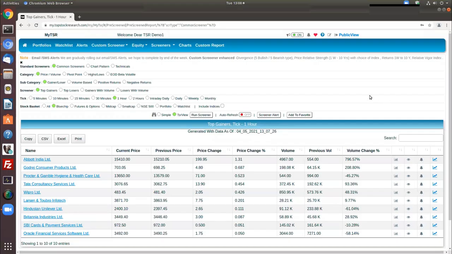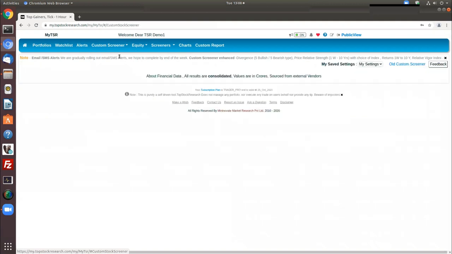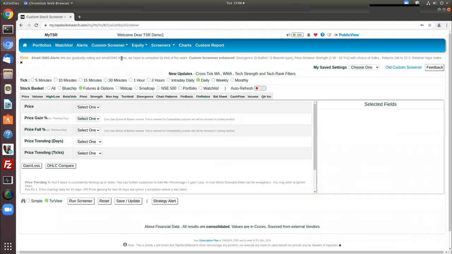In this section, we'll do some hands-on on custom screener. To navigate to custom screener, you have an option of clicking here. We have two custom screeners. One is the old legacy screener, and the second is much more advanced. We believe that we have covered all the aspects of the old screener with a lot of additional functionalities. Clicking on the custom screener, this is typically how it looks. You have an option of tick. You have an option of stock basket here.